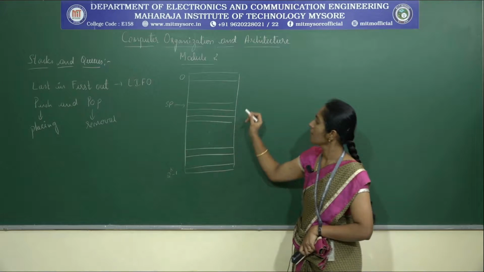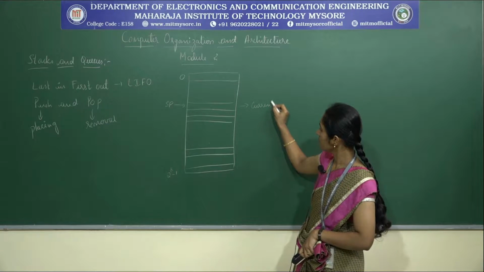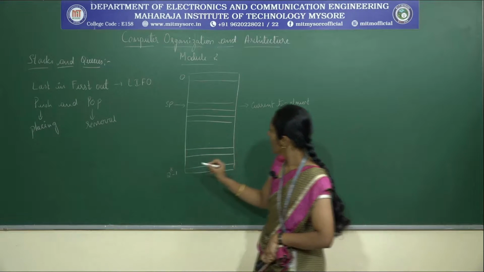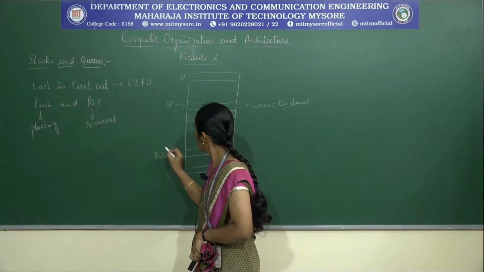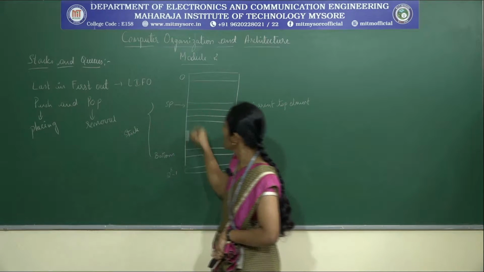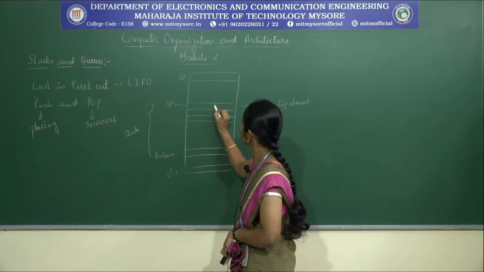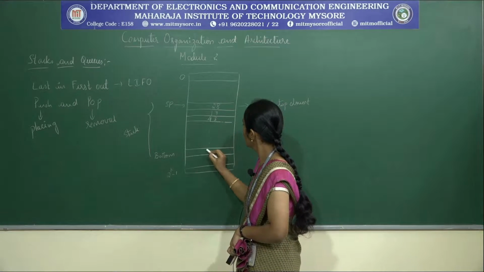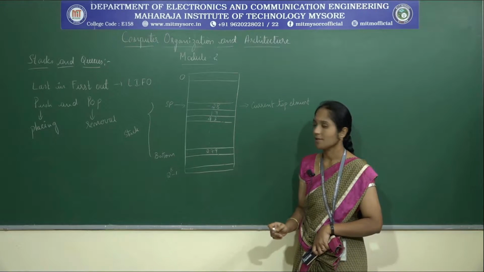This is SP. I'll tell you what SP is later. This is the current top element, and this is the bottom of the stack, and this is the stack segment in the memory. Here let us assume the data present is minus 28, 43, and so on, some 279. We have these data elements in the stack.